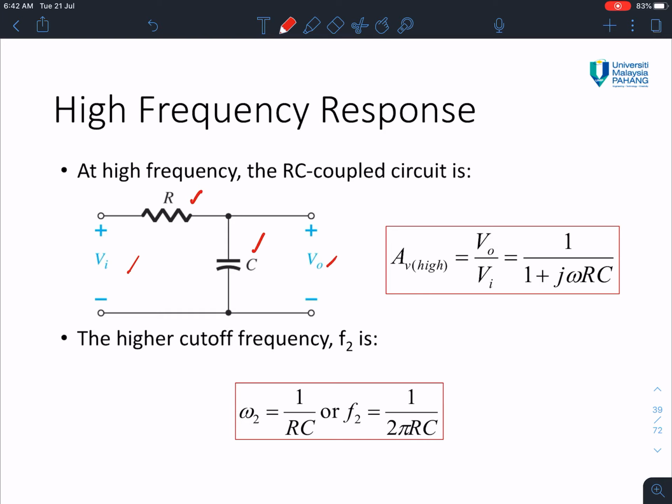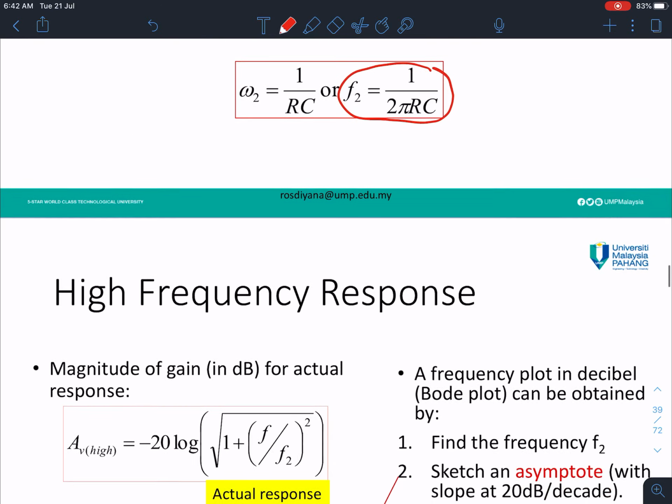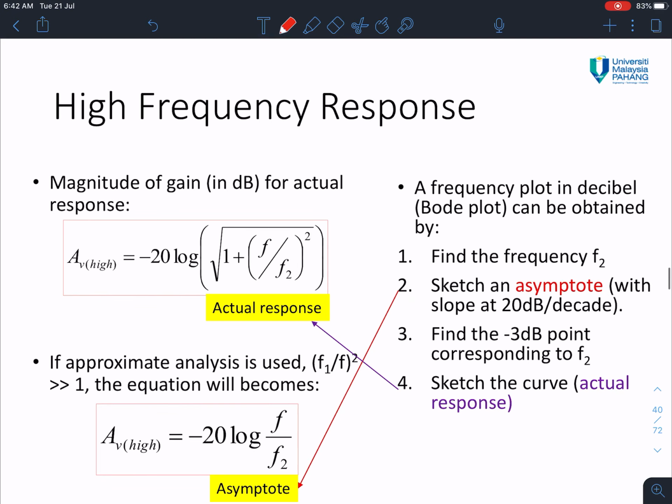From this equation, we get omega equal to 1 over RC, or the frequency equal to 1 over 2 pi RC. See, this formula is the same as the low frequency. Now for the high frequency response, we need to find the points to draw the curve and also the asymptote.